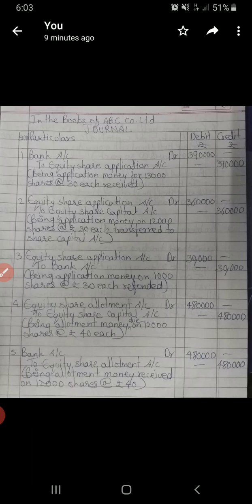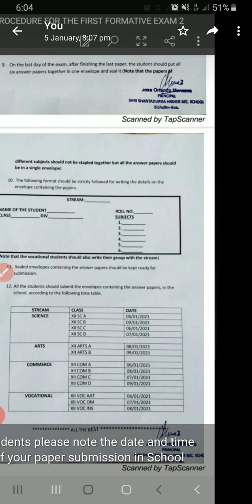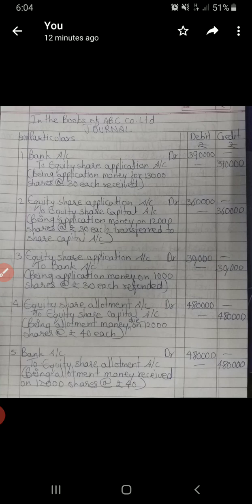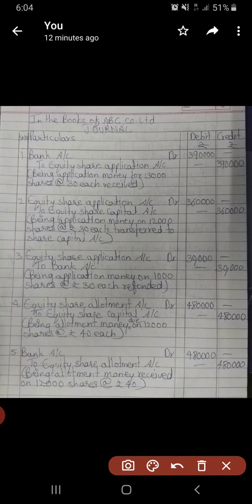So equity share application account is a personal account: debit the receiver, credit the giver. And the third entry is equity share application account debit to bank account. Equity share application account is the receiver, and to bank account, because the bank will pay them their amount. I will just show you what amount to write.